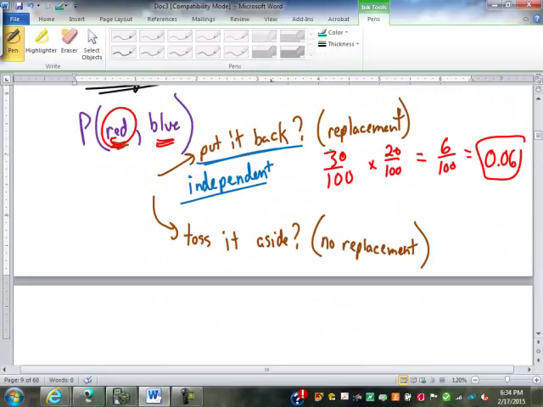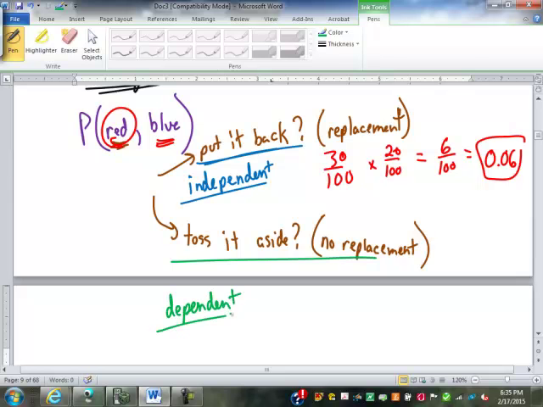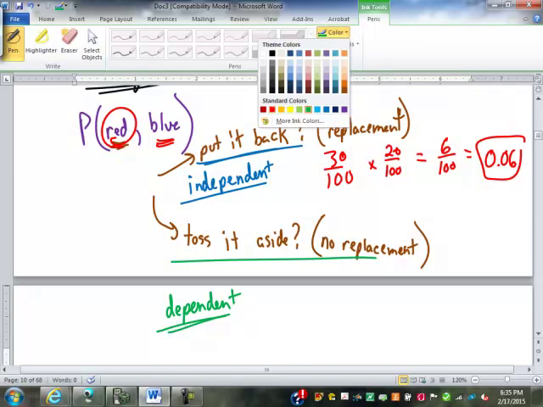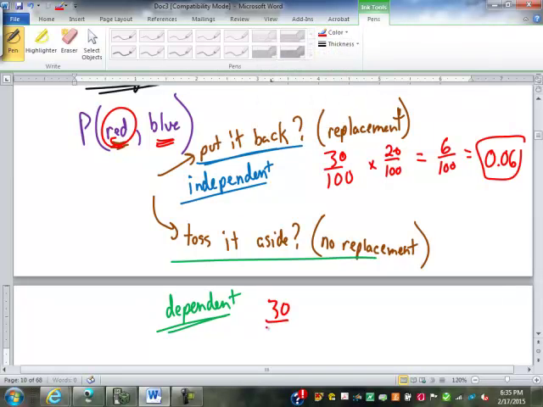If we don't replace it, if we toss it aside, this is an example of dependent events, because the probability of the second marble depends on what happened with the first. We reach in there, what is the probability of that first marble being red? It's still 30 out of 100. Good. But now, what's the probability of the second marble being blue?